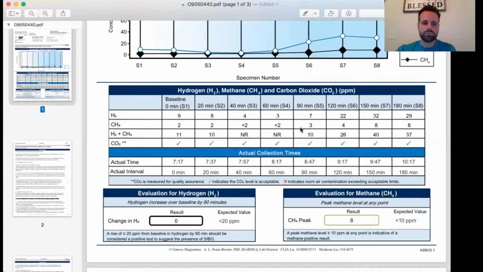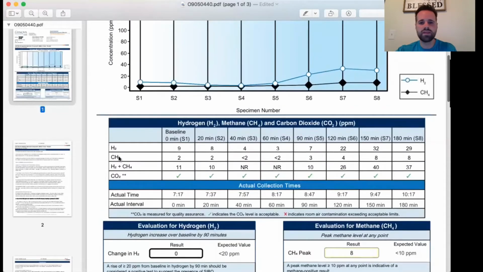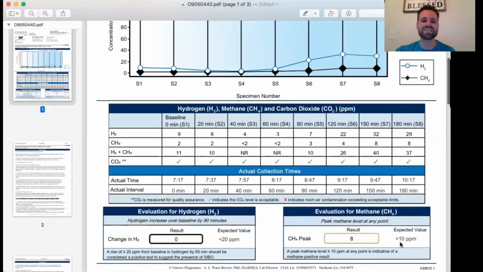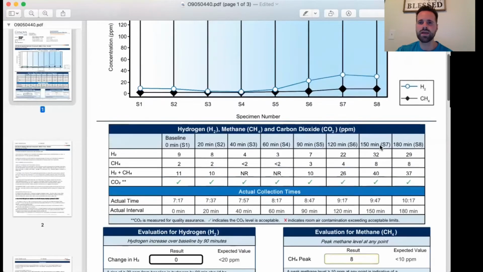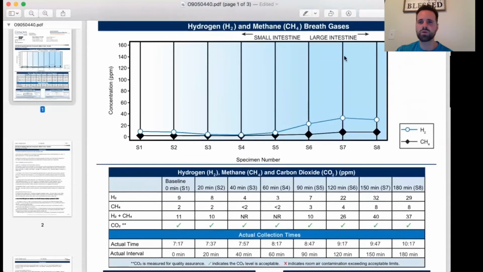And then when it comes to the methane here, we want to see something less than 10. Throughout here, it is less than 10. It does crawl closer to 8. I would say that can get to be somewhat normal, as this is more of the large intestine range up here when it gets to the S7 and the S8. We know there are ideally more bacteria in the colon than the small intestine. But generally throughout, we want to see this methane number less than 10.